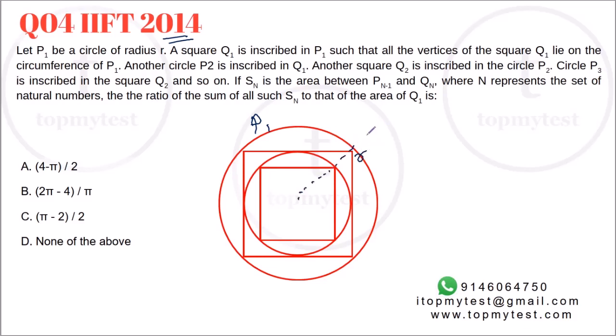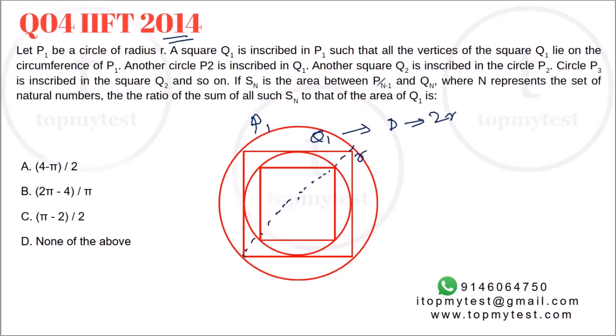Radius will be r. Q1 is inscribed in P1, a square. So the square is Q1. Now, how will we relate P1 with Q1? For Q1, the diagonal will be equal to 2r.